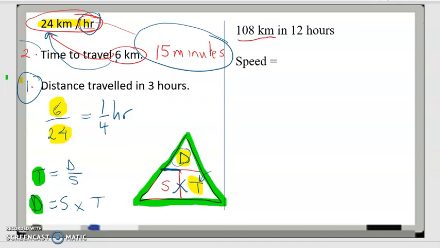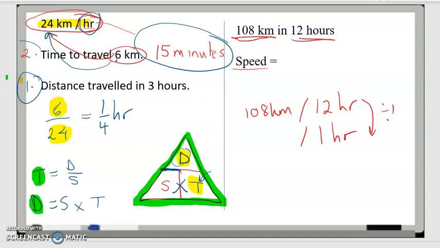So here we've got information telling me that we travel 108 kilometres, but we do that in 12 hours. So if I wanted to work out the speed, well, 108 kilometres per 12 hours. The speed is usually in kilometres per hour, so I would just have to divide both sides by 12 to get down to 1 hour, and that would give me 9 kilometres per hour. So my speed is 9 kilometres per hour.